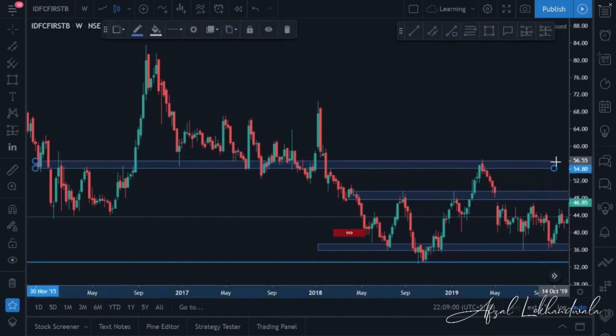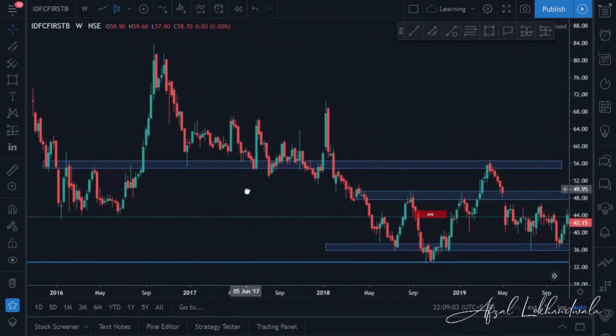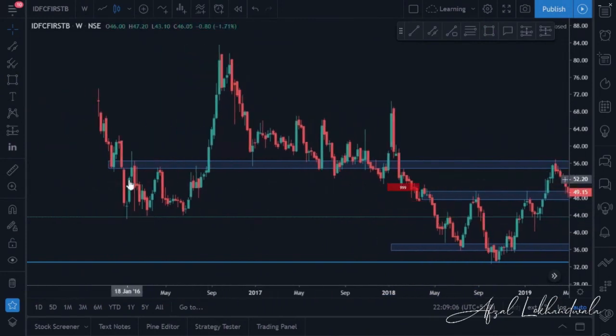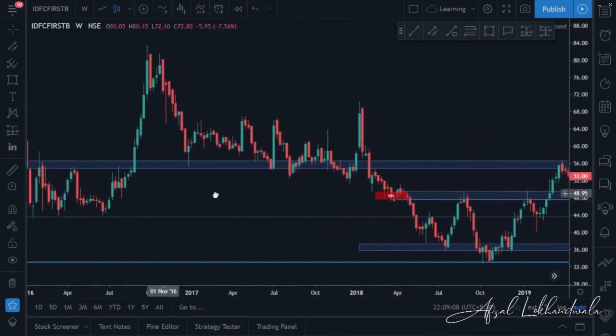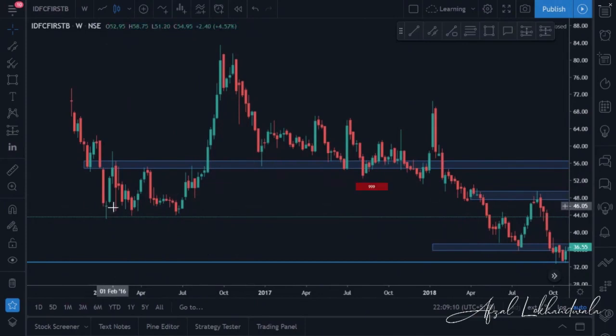Yes. So this area is a pretty strong area. Back in 2016, this area acted as resistance once, twice. Then this area was broken with this big green candle. Then this area turned into a support.